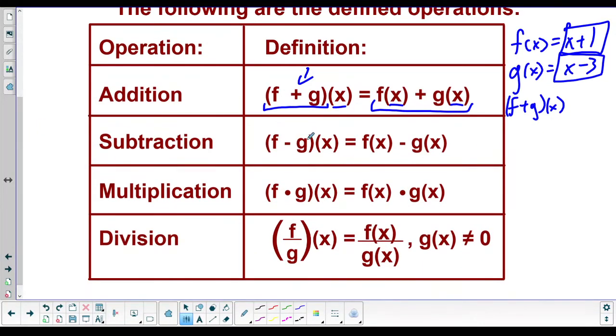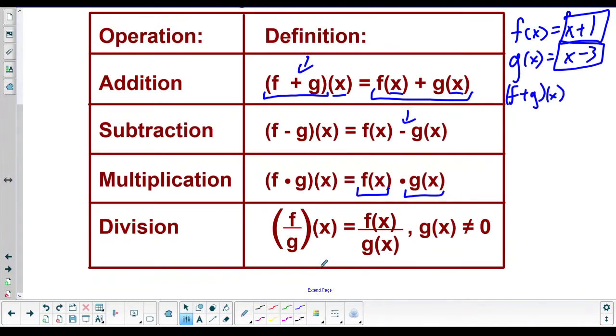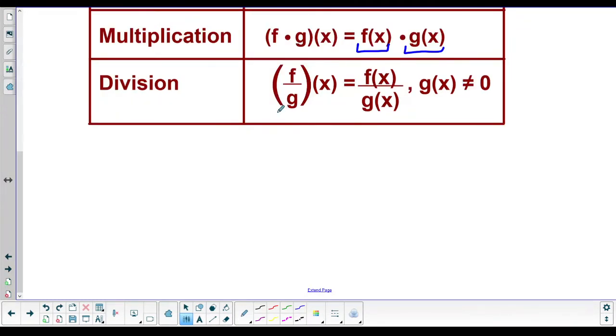The same thing can be said for subtraction. So f minus g of x equals f of x minus g of x. There is a trick we need to be very careful of with this minus sign, but we'll talk about it when we get to the example. Same thing goes for multiplying. F times g of x means take the f of x function and multiply it to the g of x function. And division, let me kind of give you a little disclaimer here. Division, we will learn later.